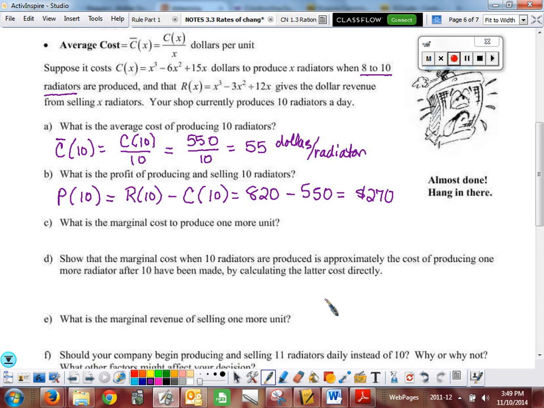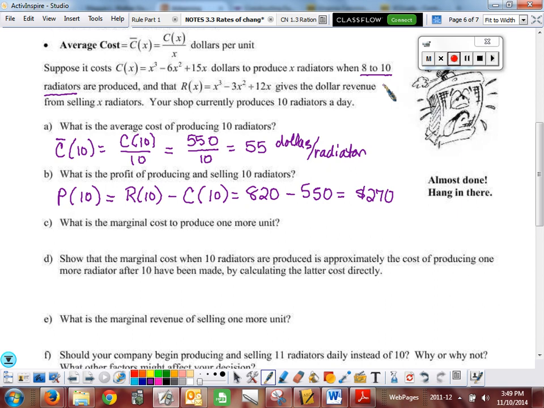Some of the things they're looking at in trying to determine whether they want to increase their production is, well, the first thing they're going to do is look at the marginal cost. The marginal cost is how much it is to produce one more unit. Now, the problem that you have, because you can't really see into the future, is that you know your cost only for 8 to 10 radiators. We don't really know necessarily what's going to happen in the future.